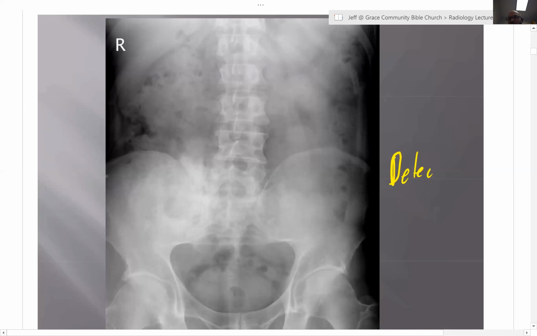I simply want you to find the area of the film that in your right brain just doesn't look right. What's going on there? Don't worry about what it is. I don't know either, frankly. Just tell me where you think the abnormality is.